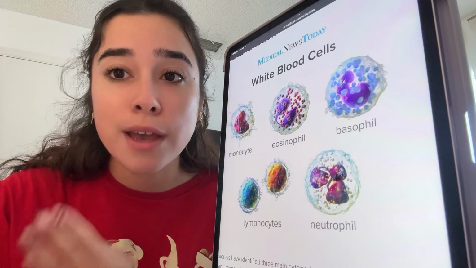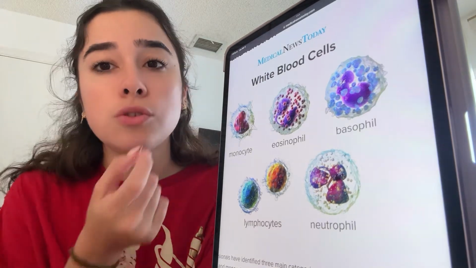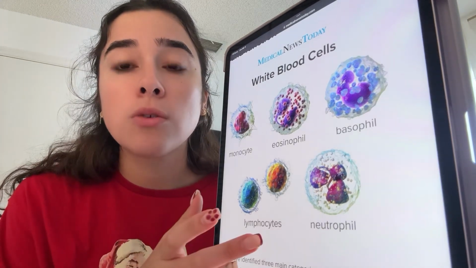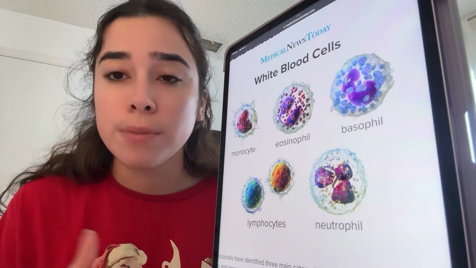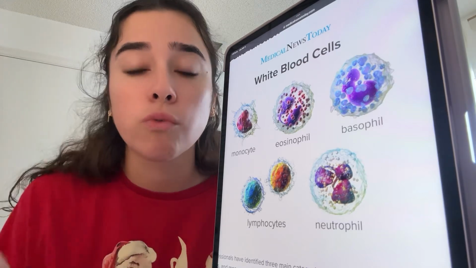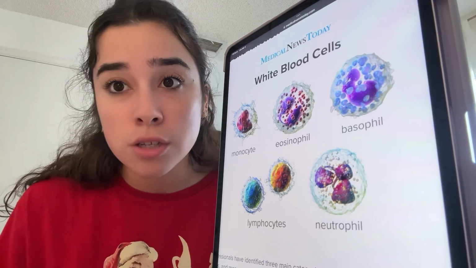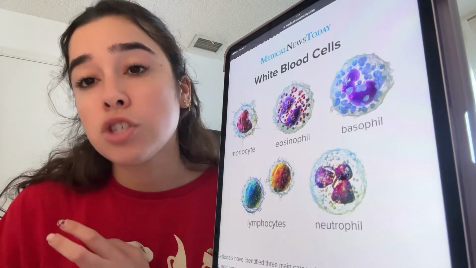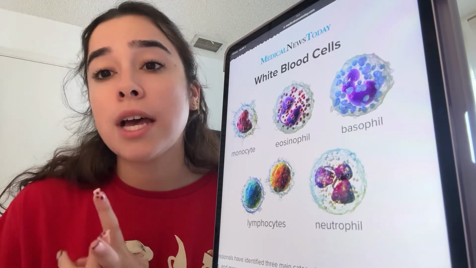Next, we move on to monocytes. They are about 2 to 8% of white blood cells, and they eventually transform into macrophages, which engulf and digest pathogens or dead debris, anything in the way.